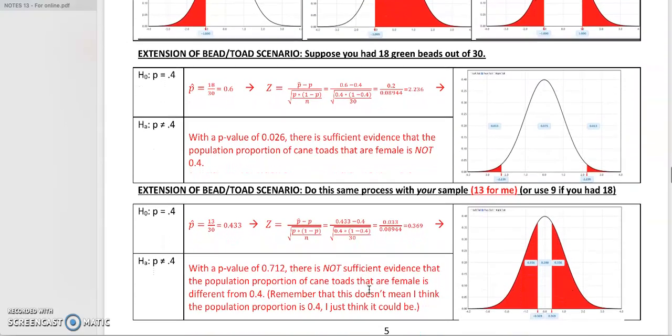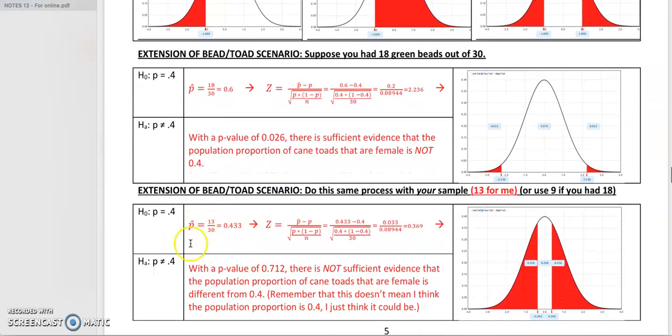So here's what I've got for my sample. I had a sample proportion of 0.433. All right, so same hypotheses. The null says the population proportion is 0.4. The alternative says the population proportion is not 0.4. I'll put my sample proportion into my test statistic formula. So 0.433 minus 0.4, and I'm dividing by this stuff on the bottom here. And I end up getting a test statistic of 0.369. So you might already have a sense that that seems pretty close to the center of my picture.